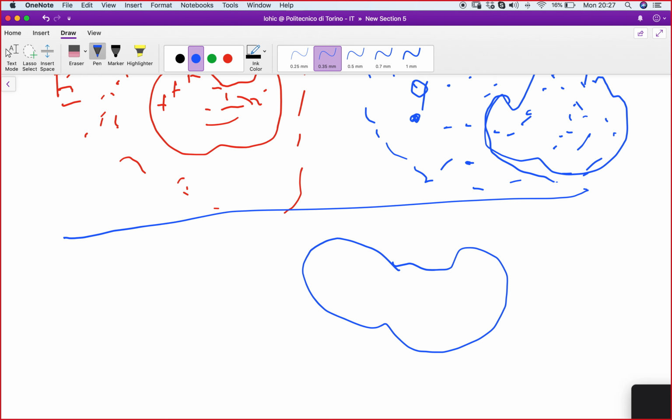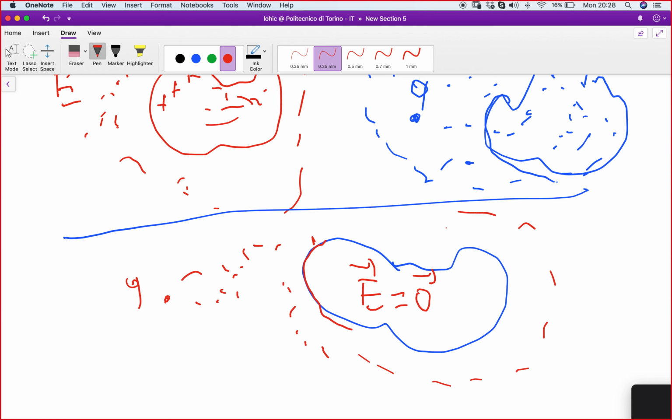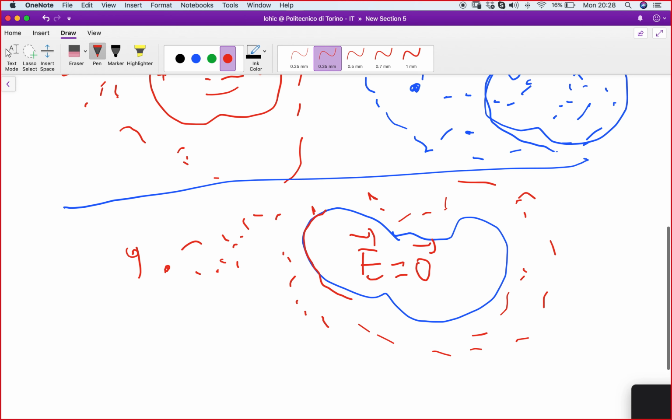This means that even if I put a charge Q outside, and this is a conductor, even if there is some field outside, the conductor will maintain the field inside equal to 0 in order to stay in equilibrium condition.